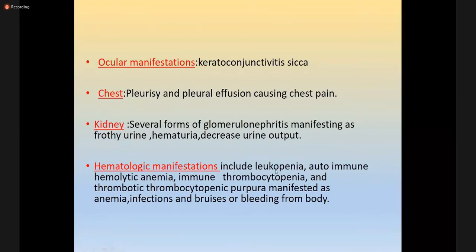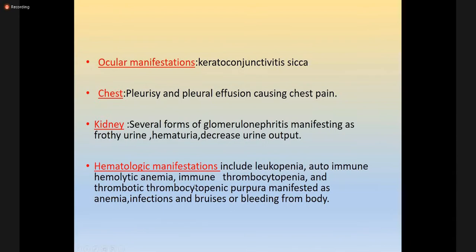Second, it may cause leukopenia, again because of the involvement of the bone marrow. It may cause immune thrombocytopenia, either because of the formation of antibodies against the platelets, causing their destruction, or because of the involvement of the bone marrow.